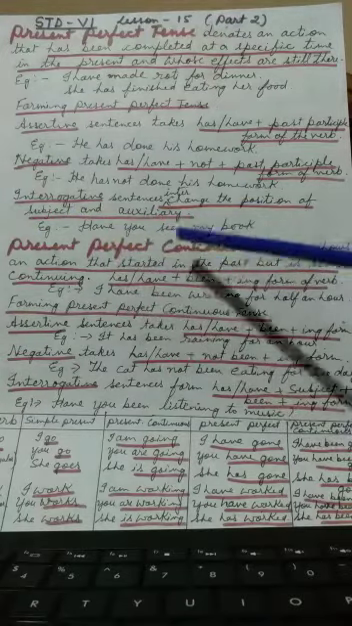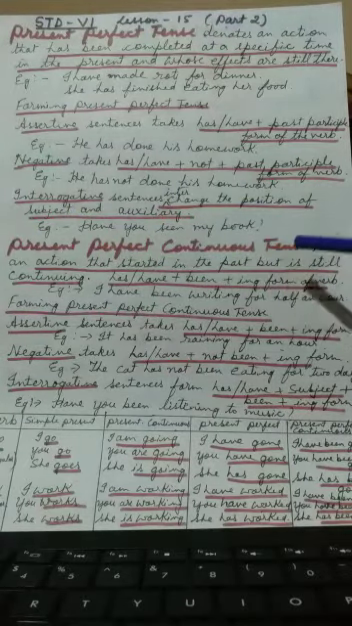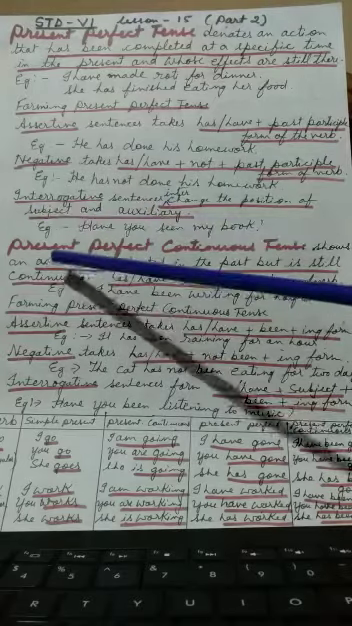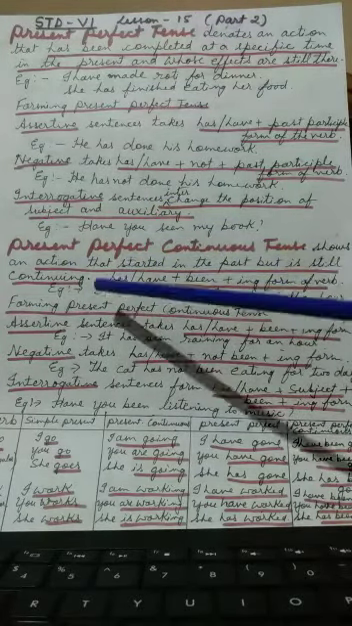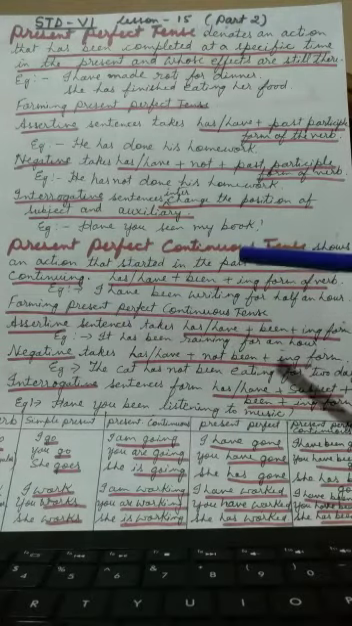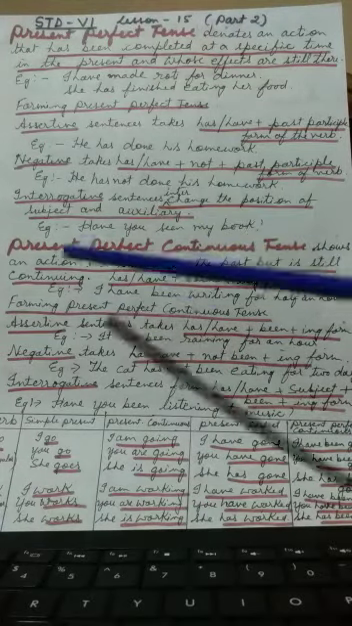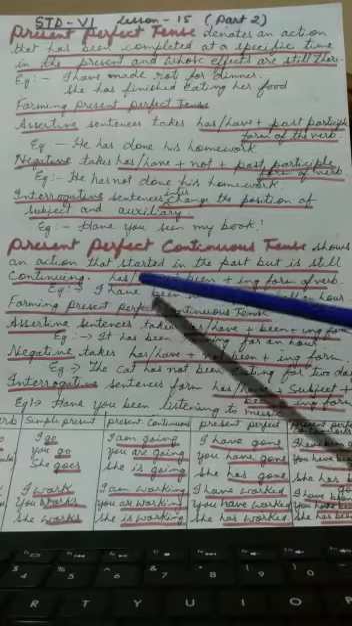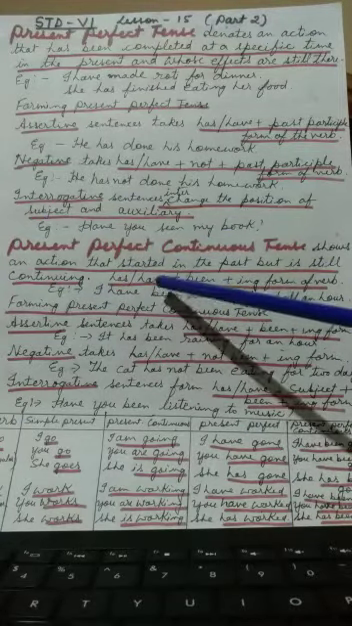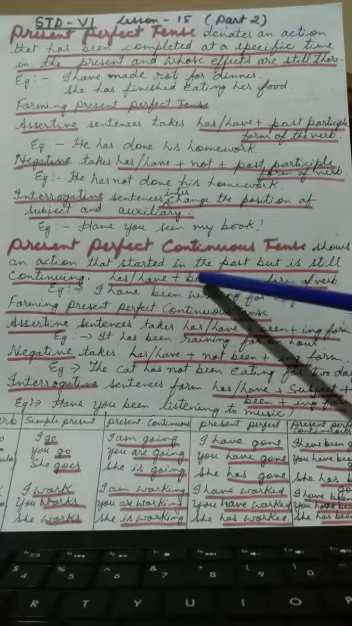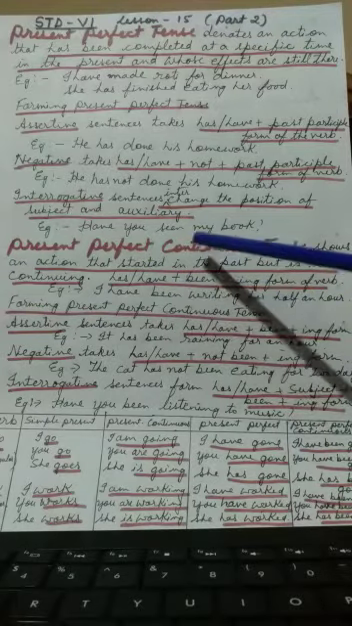Now what is present perfect continuous tense? When do we use it? It shows an action that started in the past but is still continuing. So the action had started in the past but still, at the time of speaking, it is continuing. Like has or have, what will you use? You will add been here. Okay, been. Continuous it is.